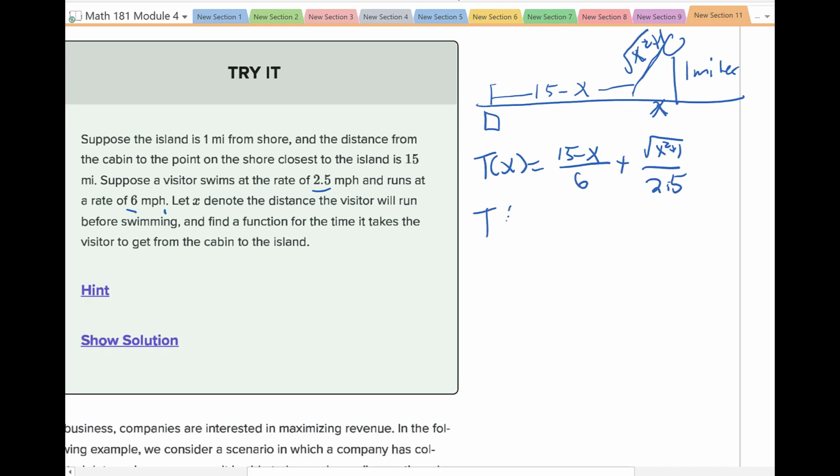So t prime of x is going to be negative 1/6 plus, and the same type of thing with the derivative. We get a 1/2 from that being the power coming out front. Then we have times 2.5 times the square root of x squared plus 1. And then we have the derivative of what's inside, which is x squared plus 1, so times 2x.